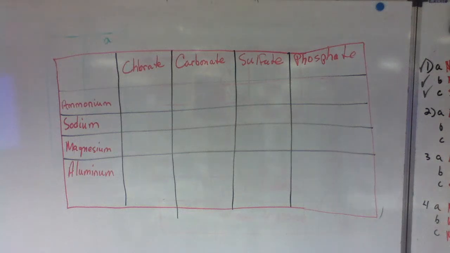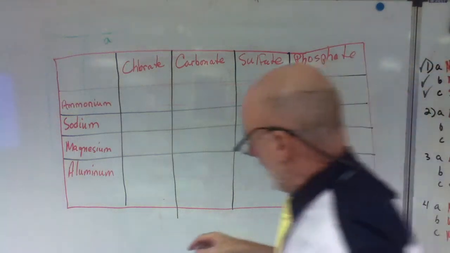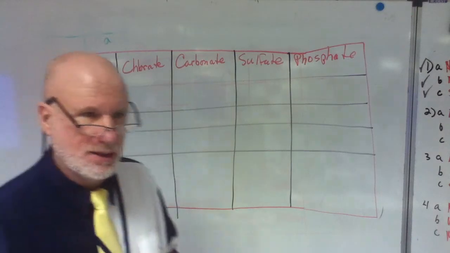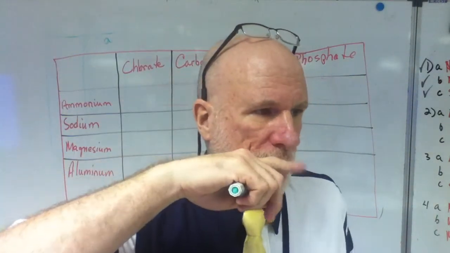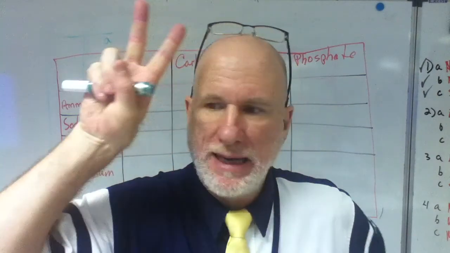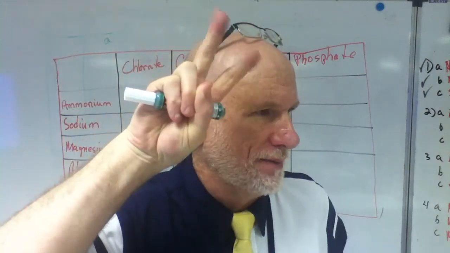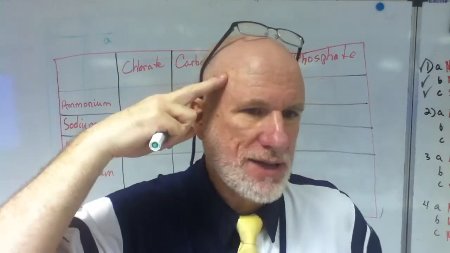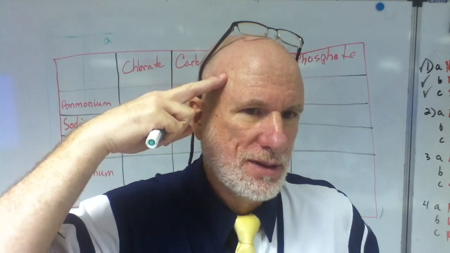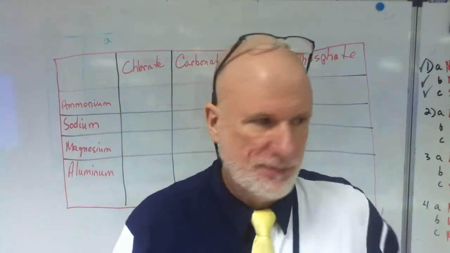Okay, so we've established that this is going to be something a little bit different. We did binary nomenclature. Binary nomenclature was made of two elements, right? Sodium and chlorine, two different elements, correct? And where do you find those elements? On the periodic table, okay?